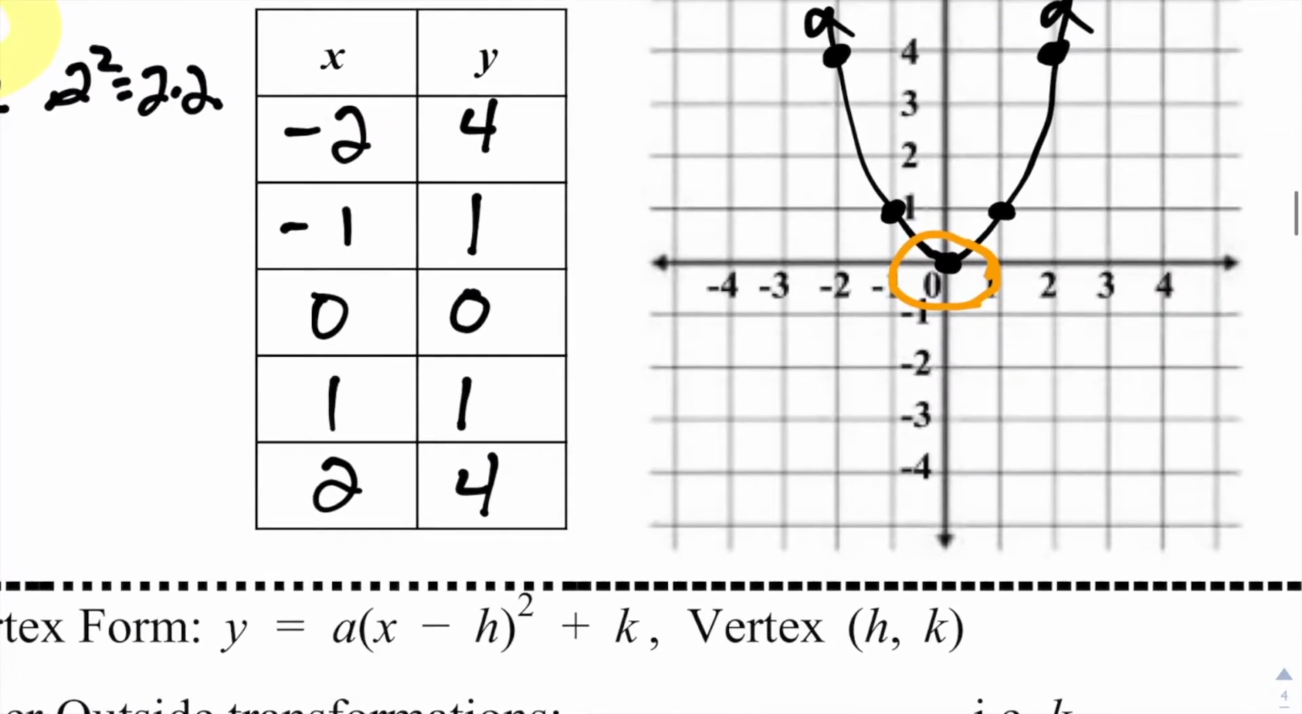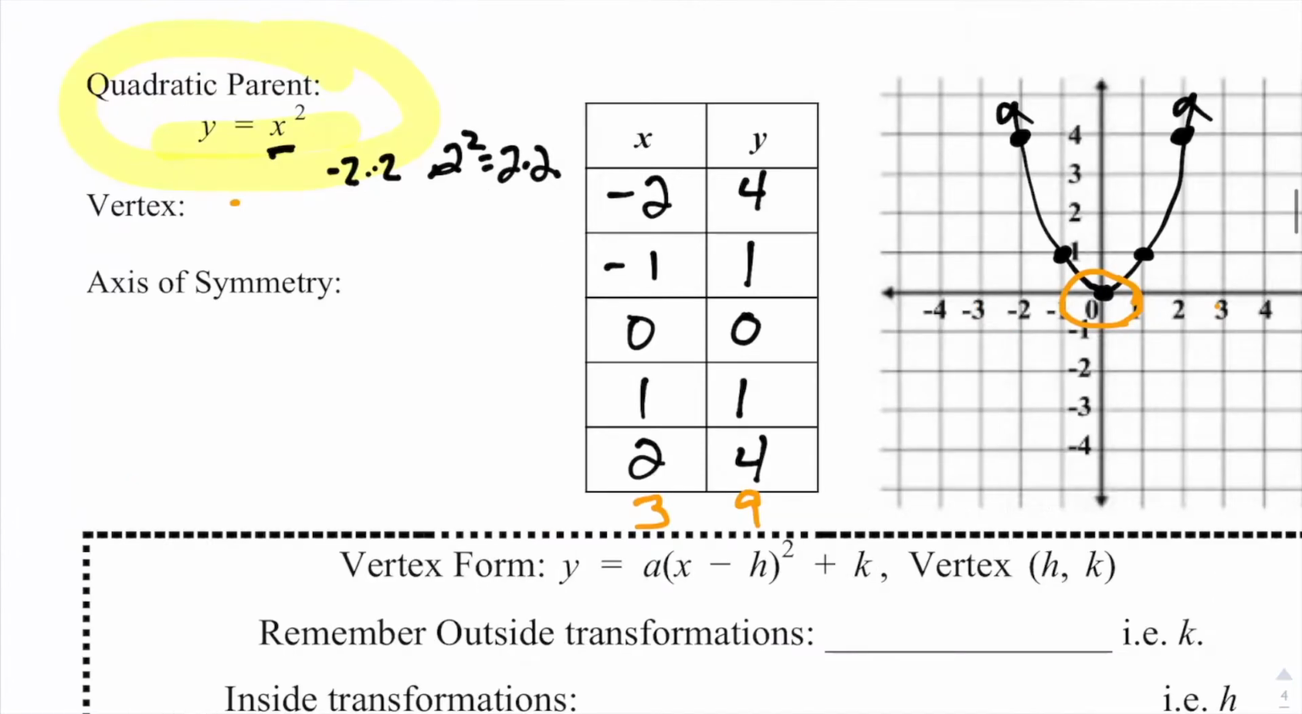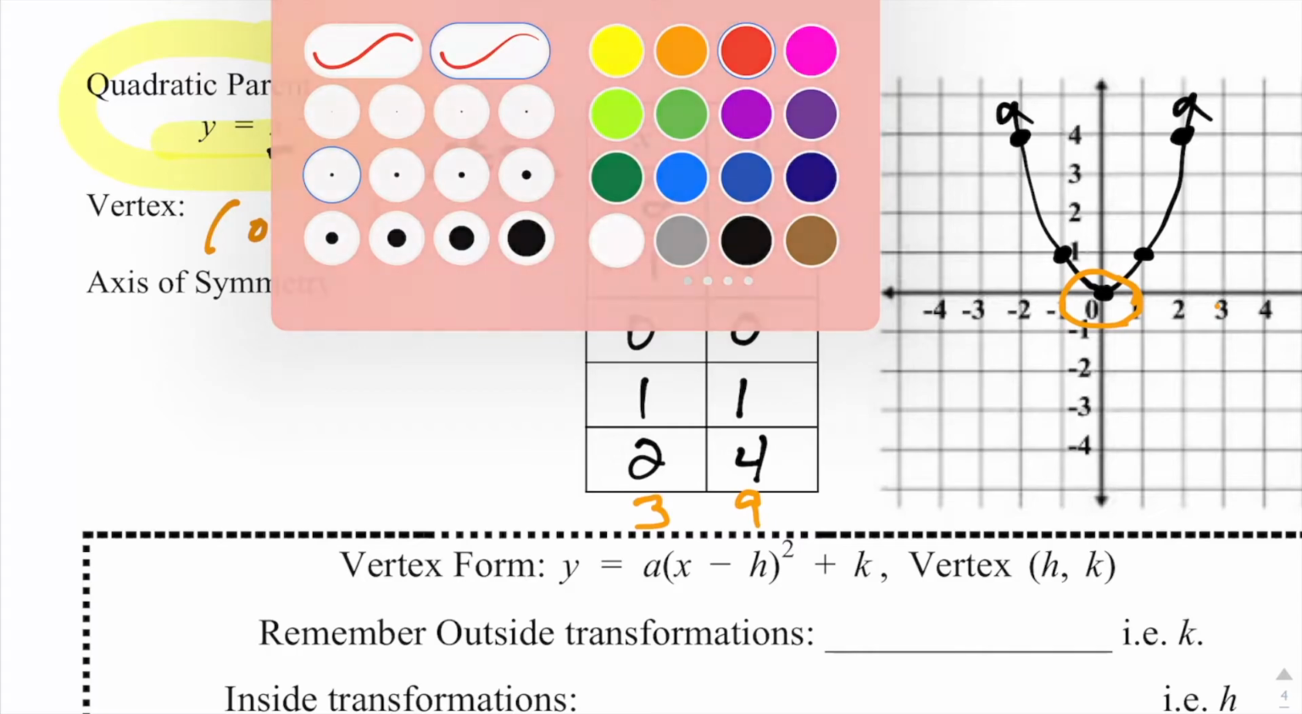Just for fun, let's say if we put in 3, well, 3 times 3 is 9. So our next one would be at 3, and then it would be off the grid. It'd be up here at 9. So our vertex is 0, 0 in the parent function. It starts at the origin. And then there's this new thing we're going to introduce.